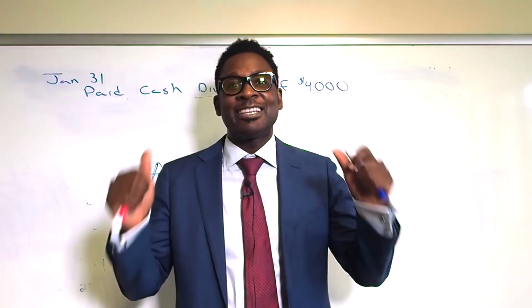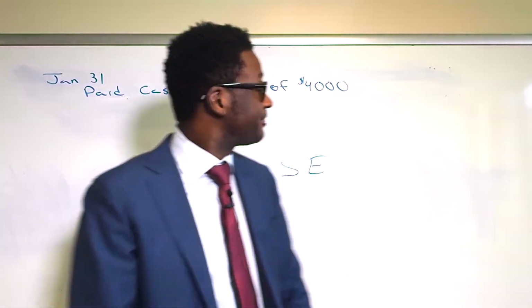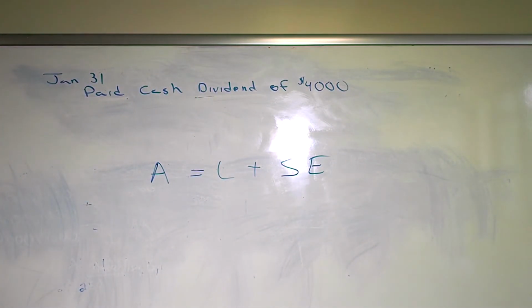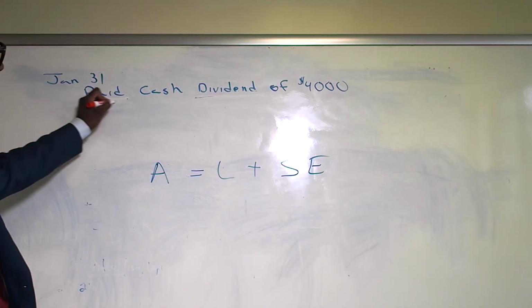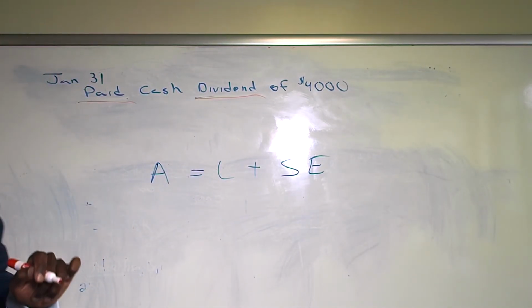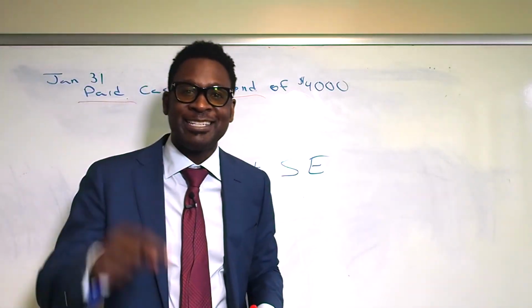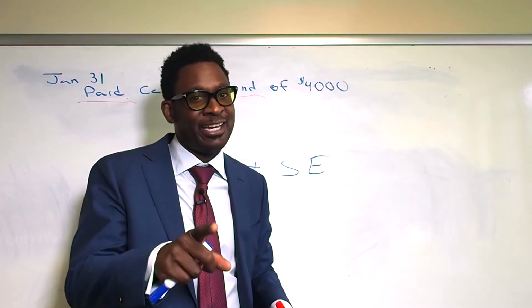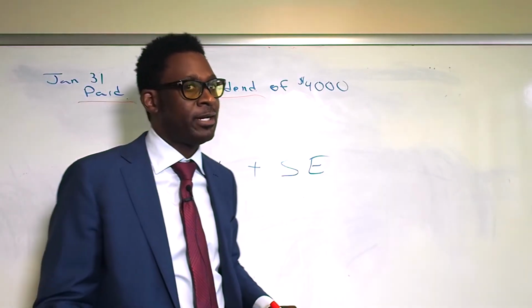Last but not least, the final transaction. January 31st, paid cash dividends of $4,000. All right, gang, at this point of the road, hopefully you guys are understanding the key words and how useful and beneficial they are for you coming to the right answers. So again, paid, dividends are the key words. And anytime we see the word paid, gang, we know that cash is going down. Cash is an asset, so keep that in mind.